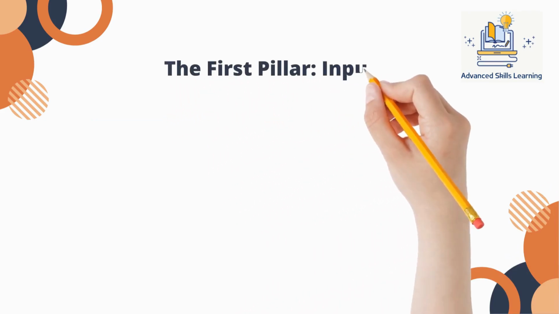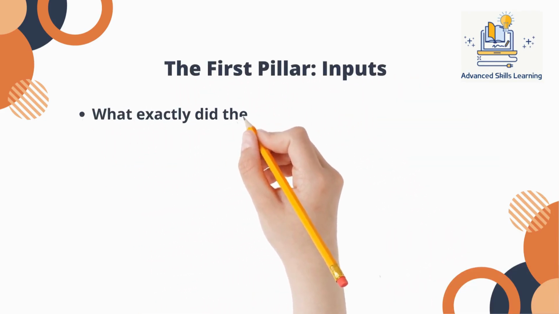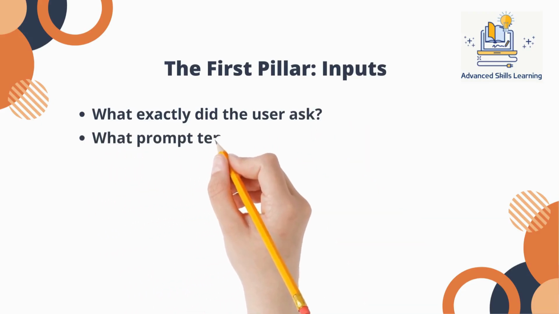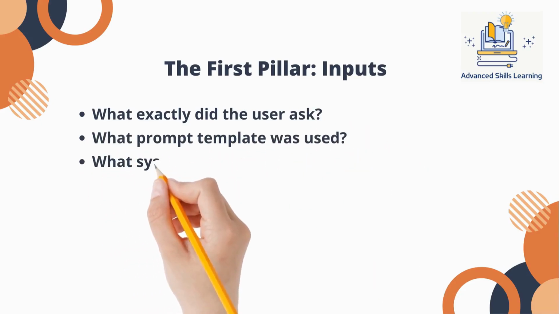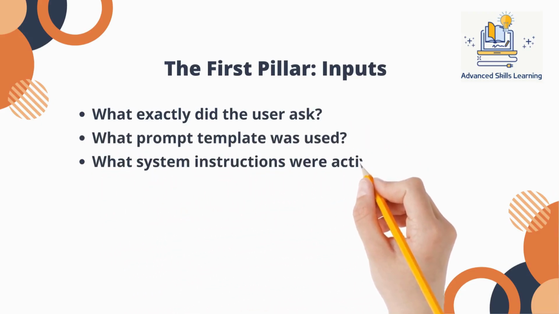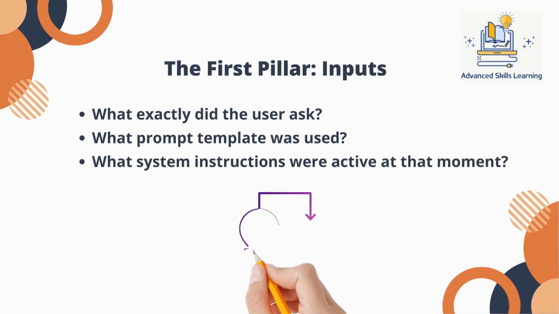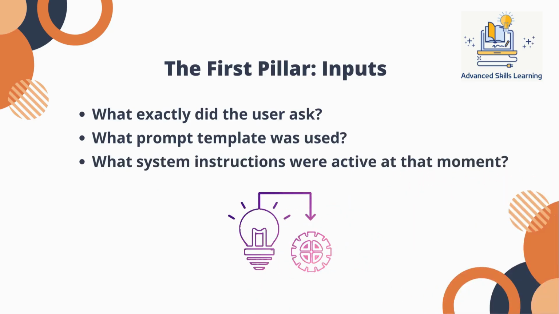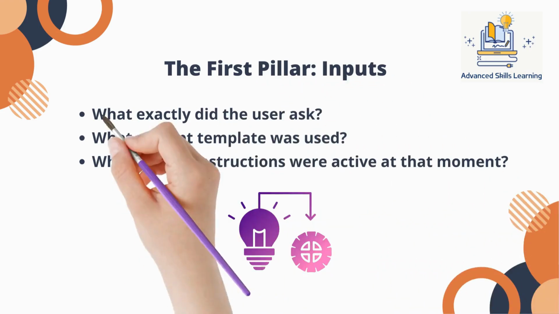Let's go through them one by one. The first observability pillar: inputs. What exactly did the user ask? What prompt template was used? What system instructions were active at that moment? Even small changes here can radically alter behavior, but without visibility, teams often don't realize those changes happened at all.